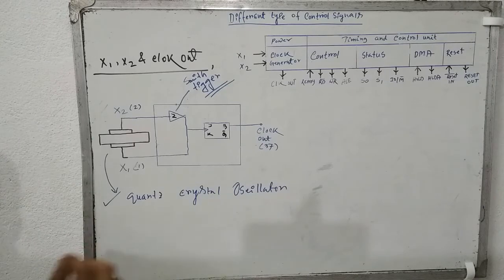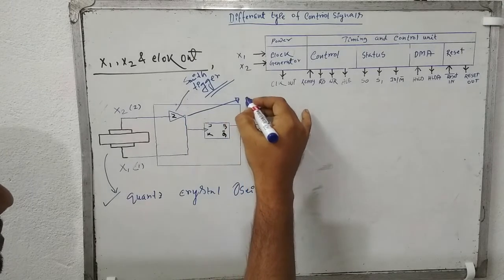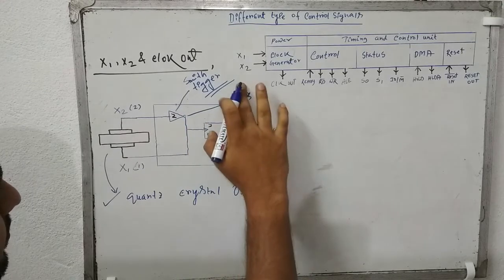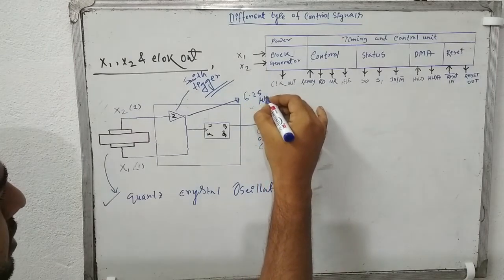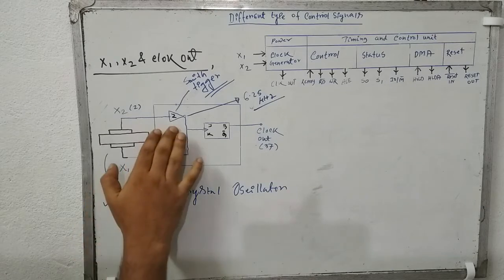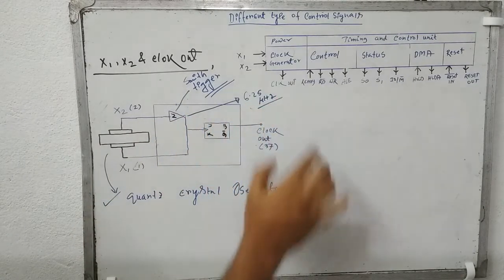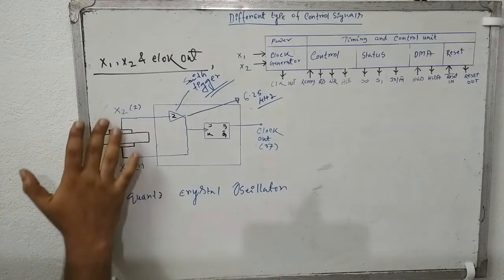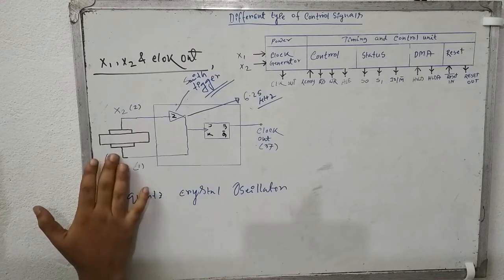For the 8085 microprocessor, this frequency is basically 6.25 megahertz. Our Schmitt trigger will produce 6.25 megahertz. So now let's come here. This is a quartz crystal oscillator which produces the frequency.